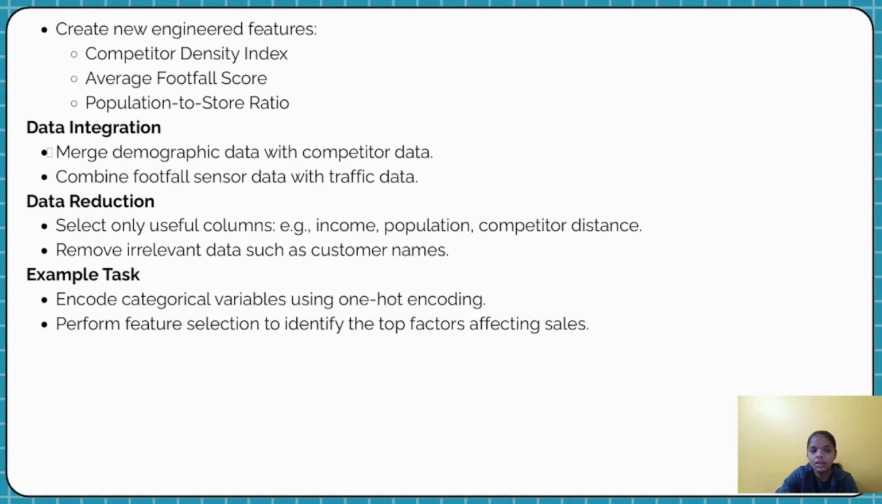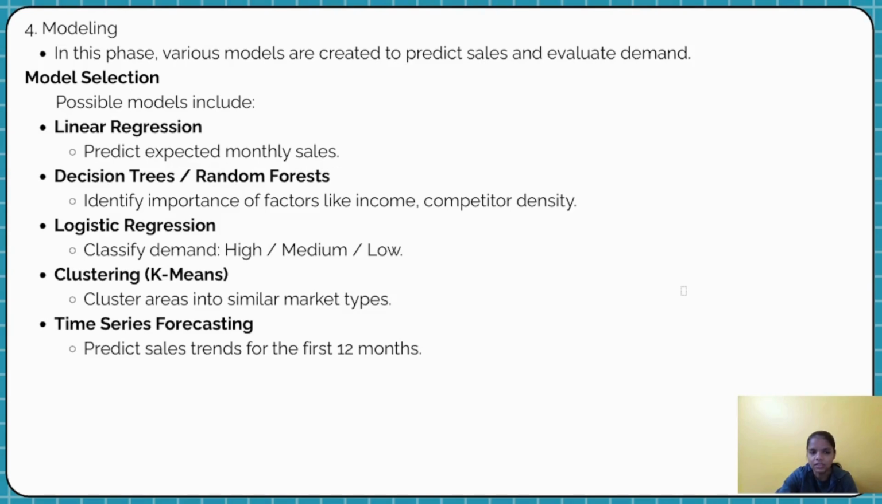Inside data reduction, here we select only useful columns, for example income, population, competitor, distance, and next, remove the irrelevant data such as customer's name. Example tasks are to encode categorical variables using one hot encoding, and the last one is to perform feature selection to identify the top factors affecting the sales.